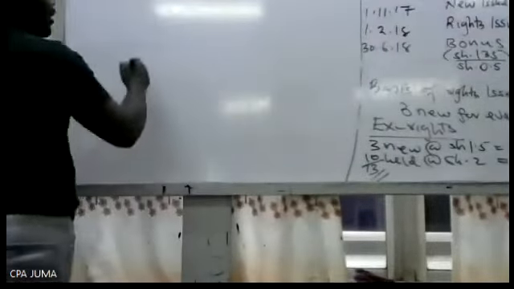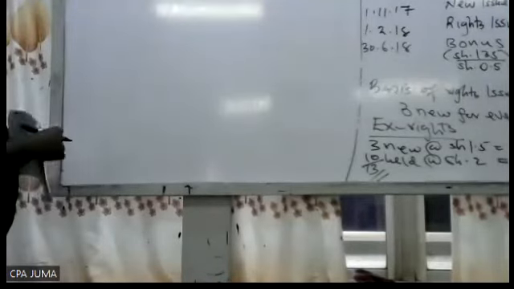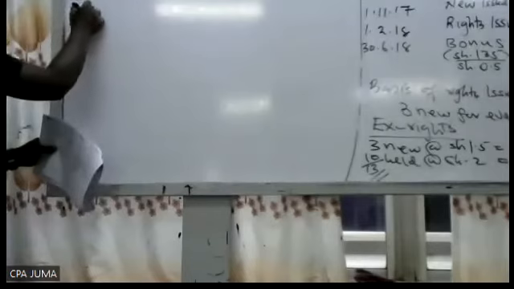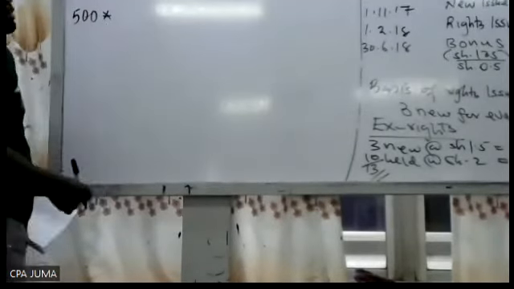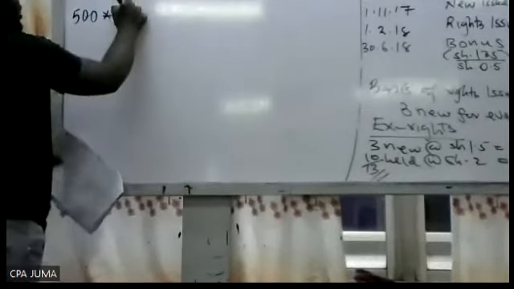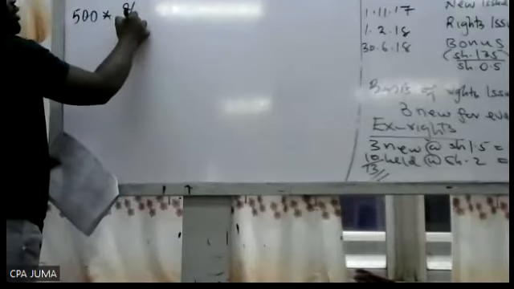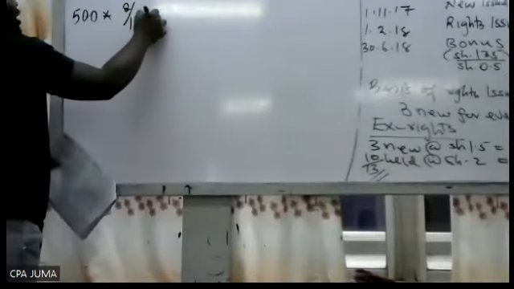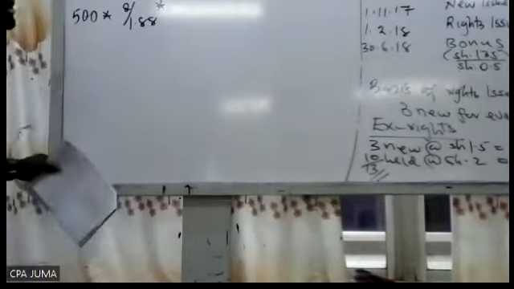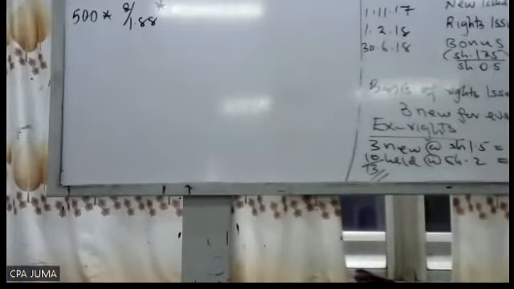So, time factor. Here you will take ordinary shares before the rights issue. How many shares were there before the rights issue? 500, times the market value. What was the market value before the rights issue? 2. Divide by 1.88, times the period before the rights issue.